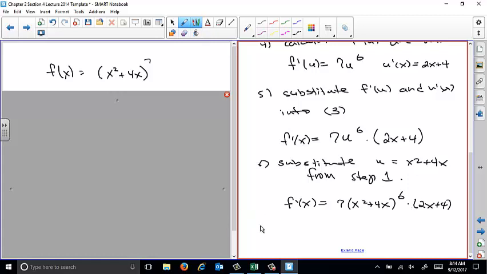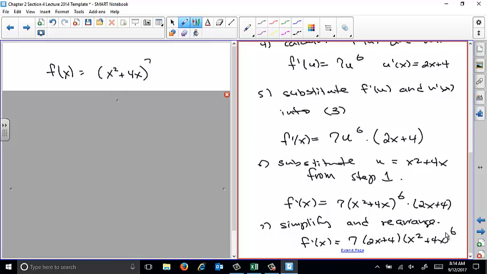And then I'll say simplify and rearrange. So there's really not much to do to simplify in this case, but what I would do is take this part and move it to the front. It kind of has a pecking order: you typically have your most complicated stuff at the end of your expression. So all I've done is just move that here.